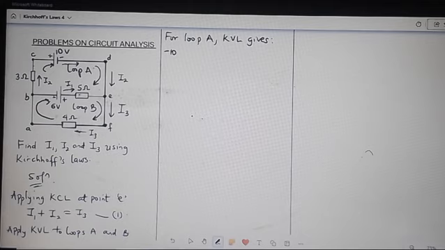So if the current in a particular resistor is moving in the opposite direction of the arbitrary direction you have chosen, then the potential drop in that resistor is going to be positive. So we say plus 5I1. You know V is equal to IR. So I1 is the current passing through, R is the resistor, so IR is V. So we say 5I1.